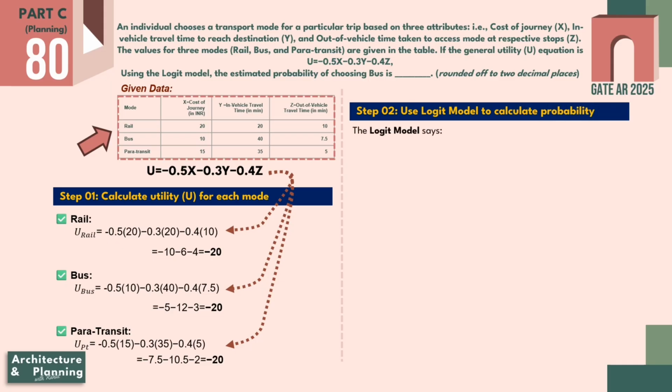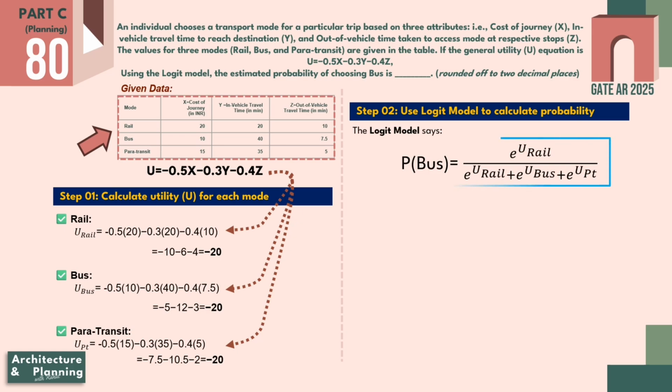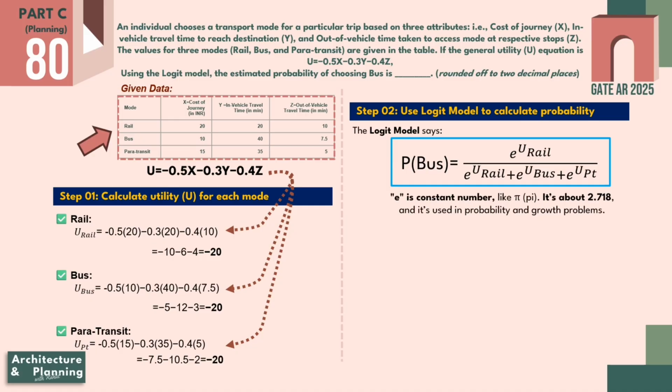Its formula is: probability of choosing bus equals e raised to the power utility of rail divided by e raised to the power utility of rail plus e raised to the power utility of bus plus e raised to the power utility of paratransit. Here e is the constant value, around 2.718, but it doesn't matter in our case because utility value of each mode came similar, that is minus 120.